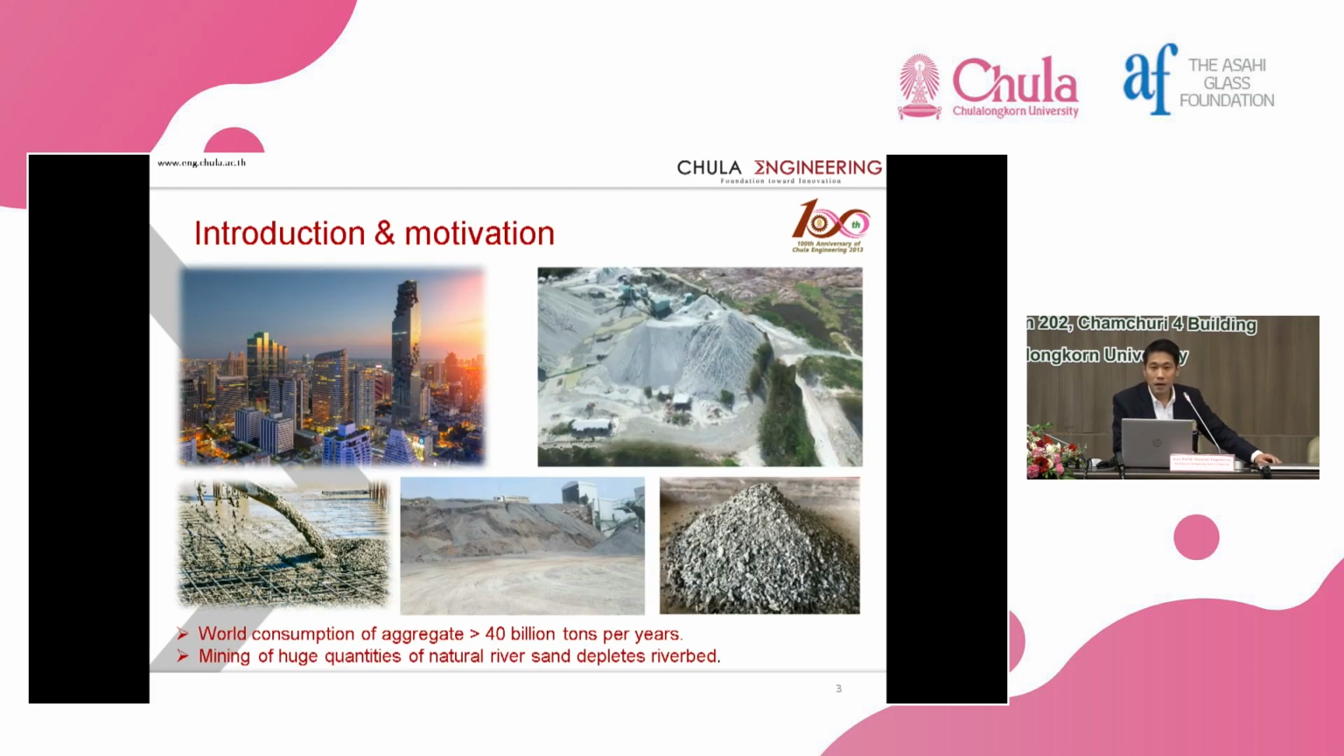For the motivation of our research, we start by looking at the top left, which shows civilization: buildings, high-rise structures, and infrastructure that we use a lot. To achieve this we have to pay some price, because the material we use in construction is concrete. As you all know, concrete is one of the most toxic materials to the environment because it has a large carbon footprint, and of course it consumes a lot of natural resources.